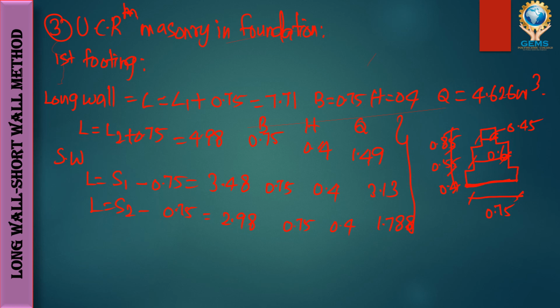The same procedure we are going to follow for the second footing, then for the plinth footing. After adding the first footing long wall and short wall, then the second footing long wall and short wall, then the third footing long wall and short wall quantities, after adding every quantity, we will get the total or net quantity equal to 37.59 meter cube. So we will get this answer by calculating this. This is the procedure to follow.